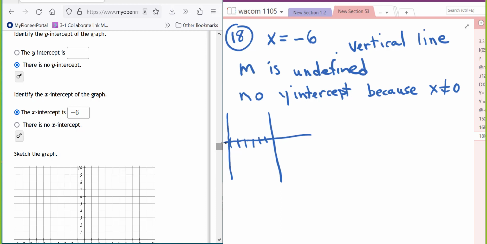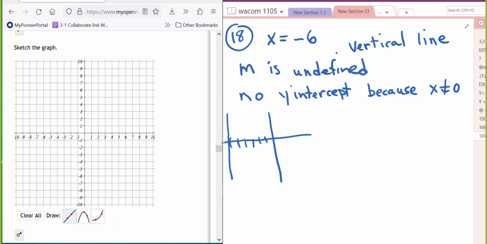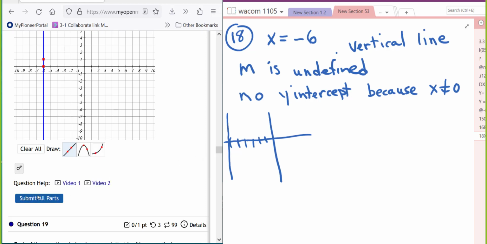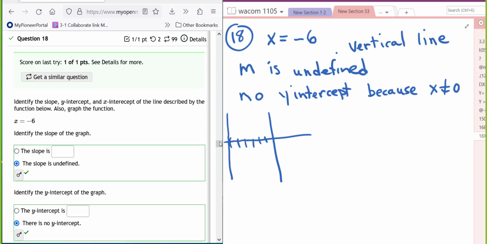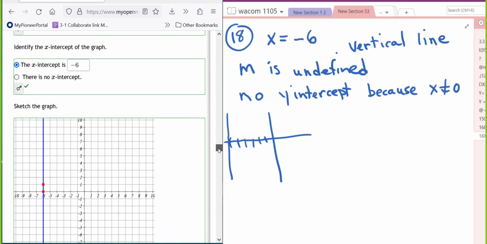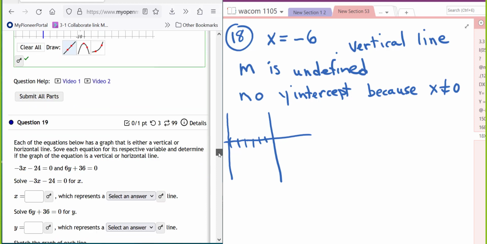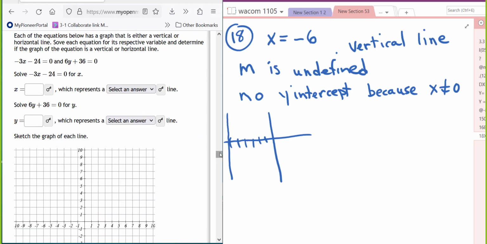All right, and they ask us to sketch the graph. So hopefully you remembered that it is a vertical line. And I'll go to my negative 6, and you just need to click 2 points. This one will be easier than that other one because it's not fractions. Very good. All right, then I skipped to 24.